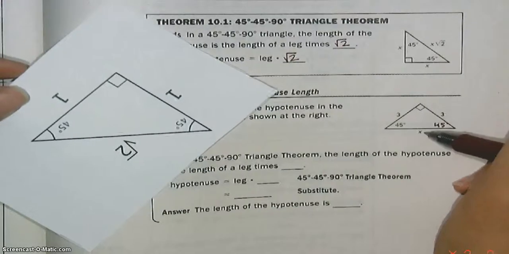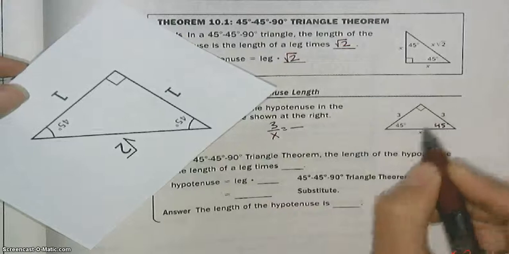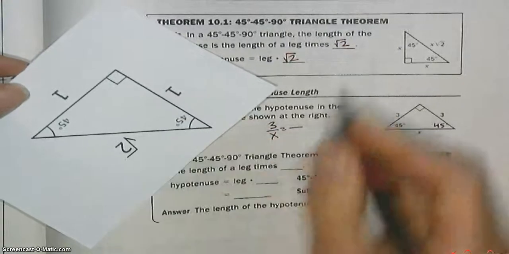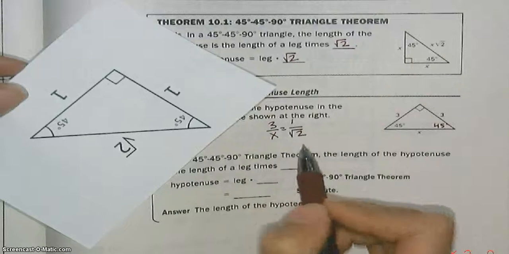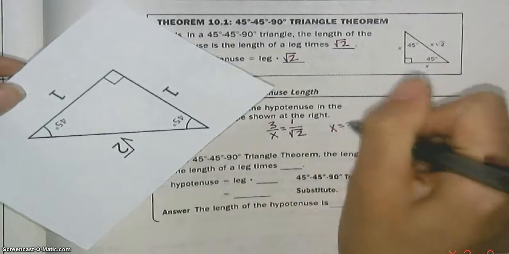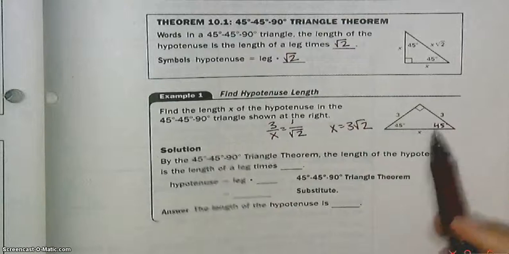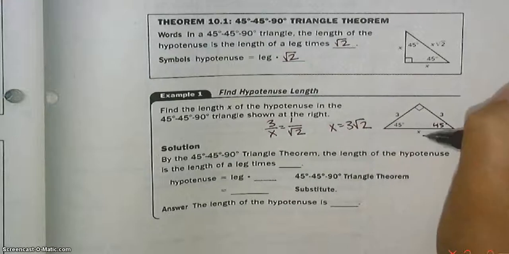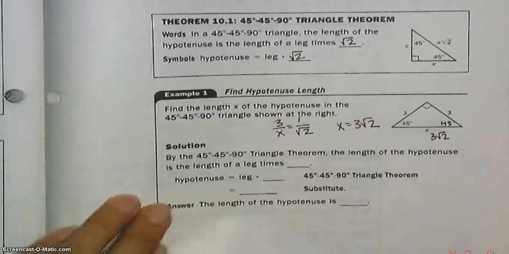3 is to x as 1 is to root 2. We cross multiply, x equals 3 root 2. Now maybe you already knew that. You know the pattern. You're like, oh, 3, 3, 3 root 2. And that's great. You can use the pattern if you know it.